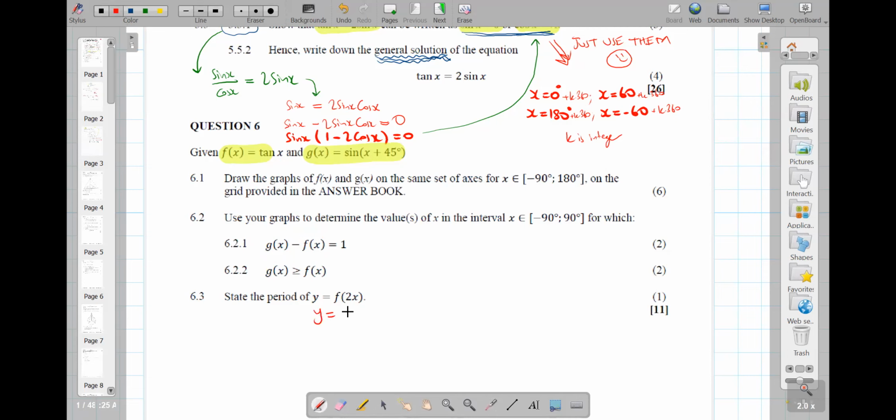So I can just answer 6.3. What is y? f of 2x is tan 2x. So what's the period of tan 2x? The original period of tangent is 180. So you divide 180 by the coefficient of x, answer is 90. So that can be done, 1 mark. So question 6.3, you don't really need to write the function. It's only 1 mark, 90. So 6.3 can be done separately. But for 6.2, I must have 6.1.